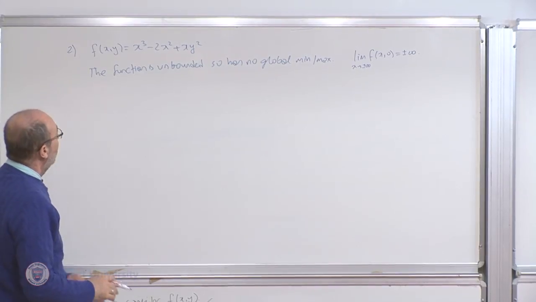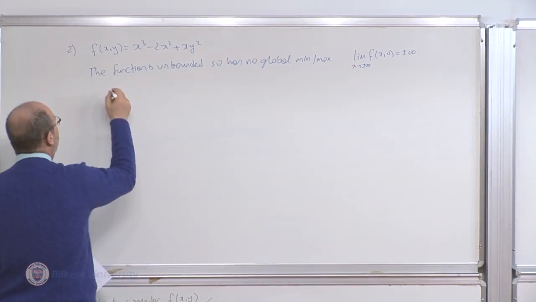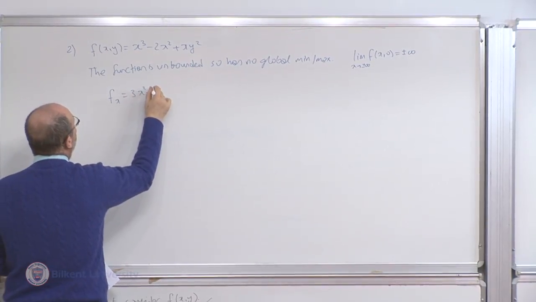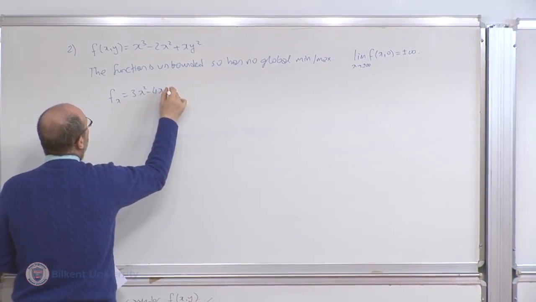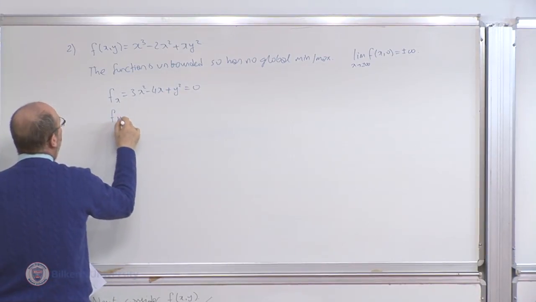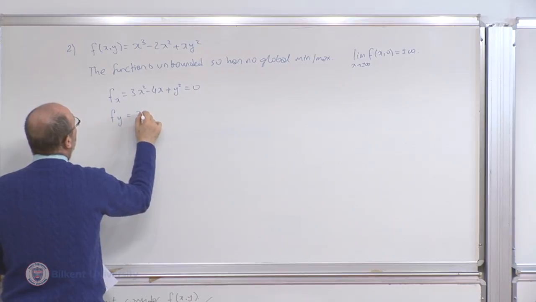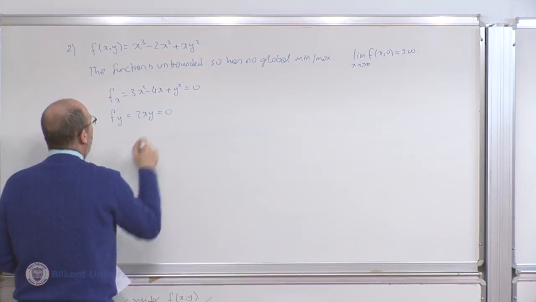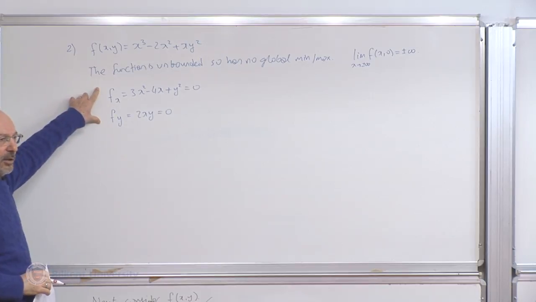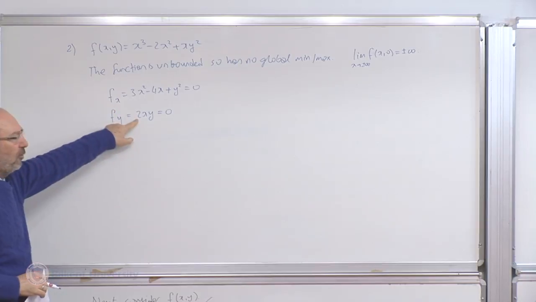Now let's look at the critical points. f_x is equal to 3x squared minus 4x plus y squared equals 0. f_y is equal to 2xy equals 0. This is the bottleneck, but you see now it is cooked up so that it is easy to solve. I start from here.